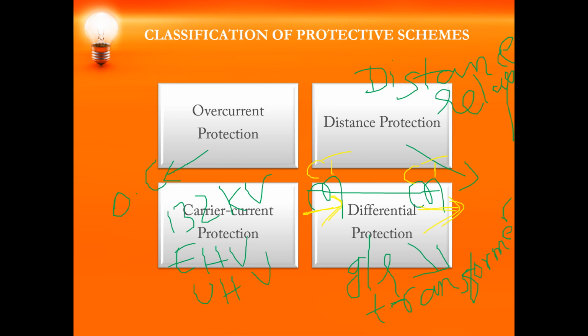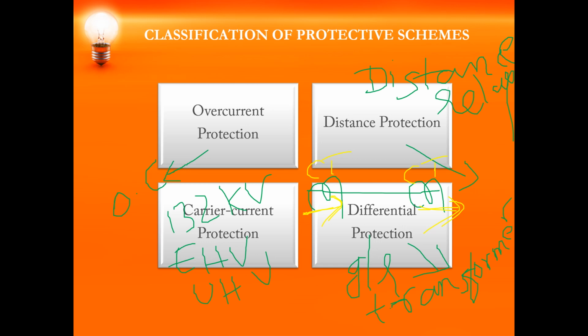So overcurrent protection will have overcurrent relay. Distance protection will have distance relay. They employ distance relay to measure the distance between the relay location and the fault point. Carrier current protection, it measures the phase angle instead of the magnitude of the current.